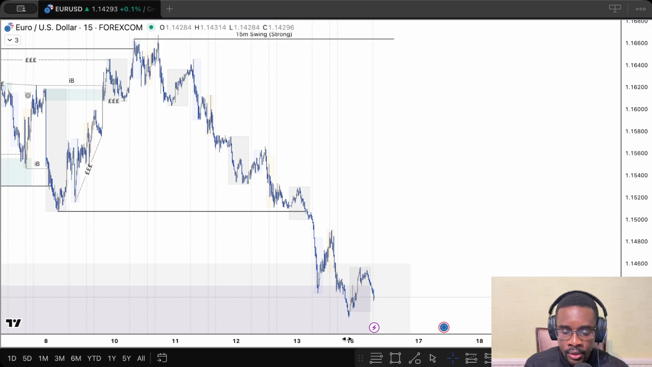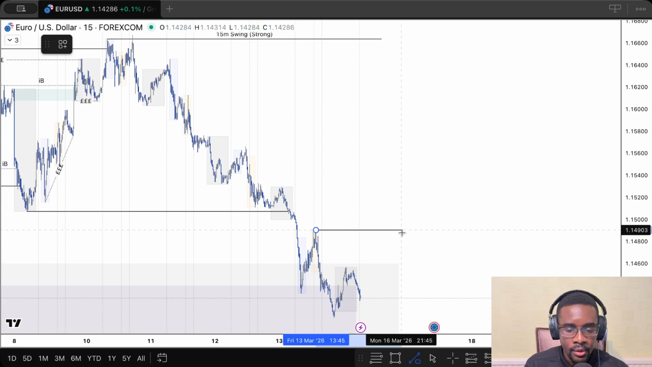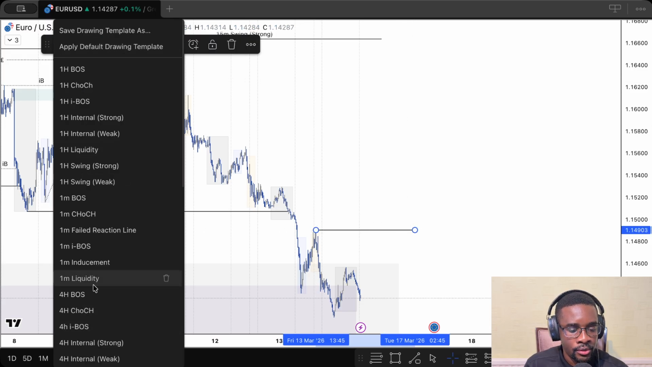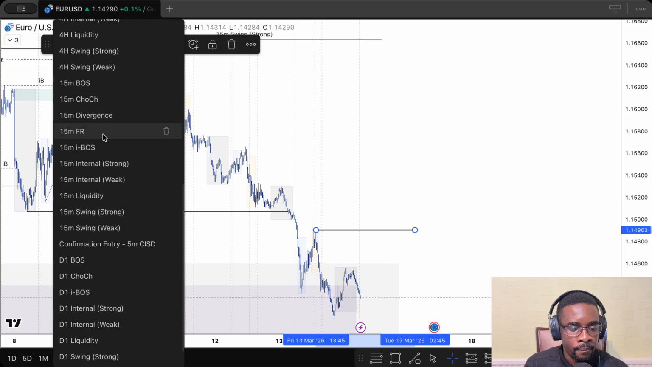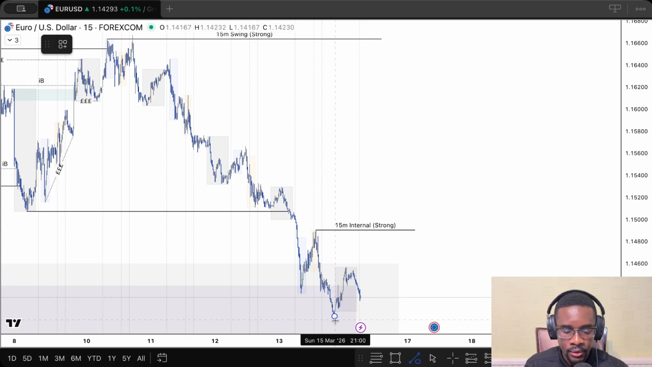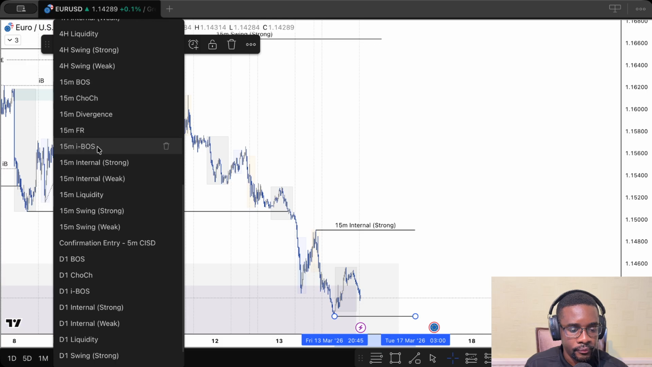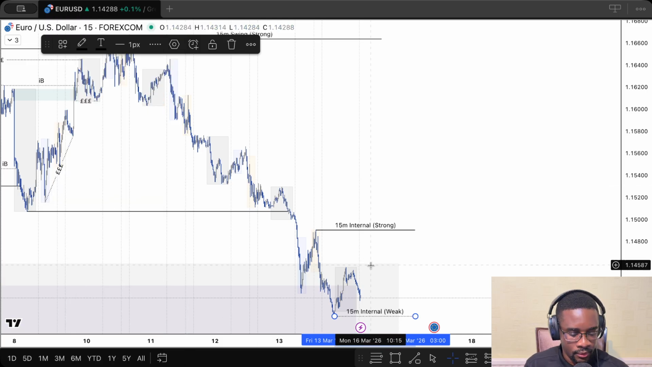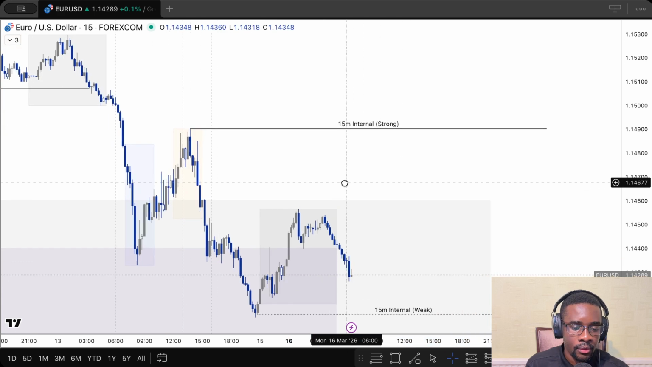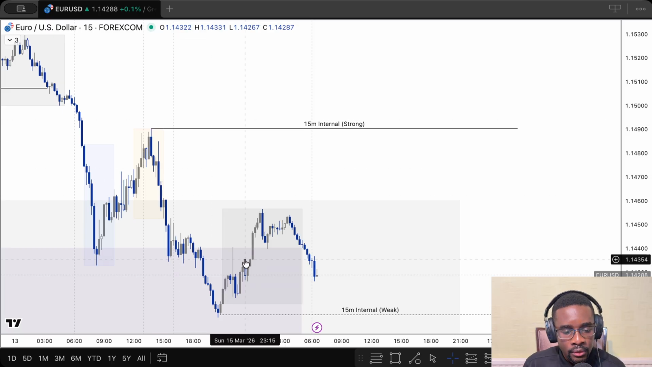Okay, so from the 15 minutes, this is definitely a low. Internally, this is our recent internal range. This is our current internal range. So that's our 15-minute internal strong, and then that'll be our 15-minute internal weak. All right, so this is what we're looking at. So this is our range.